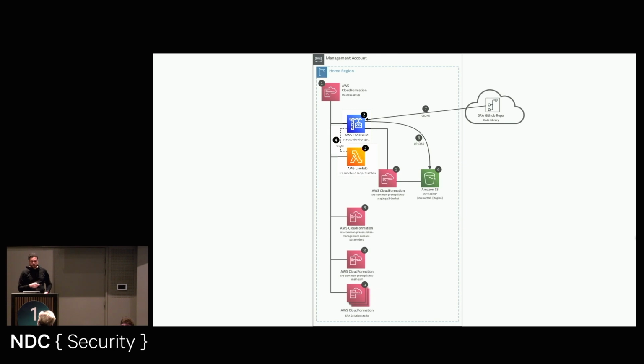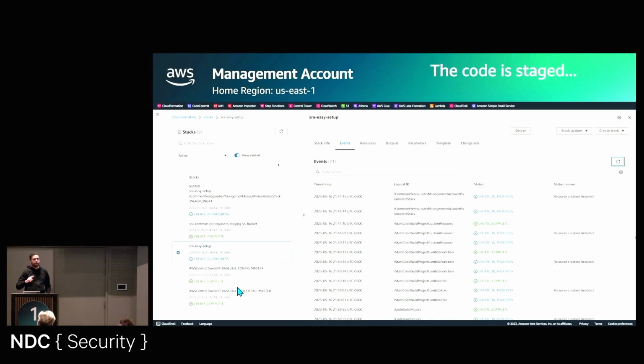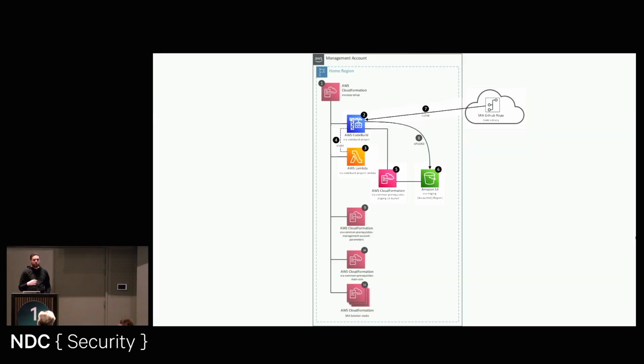This was the design of the common solution. And once it is deployed, it's just going to go ahead, invoke the API of GitHub to download and clone the GitHub repo of SRA and then upload it to the Amazon S3 bucket.